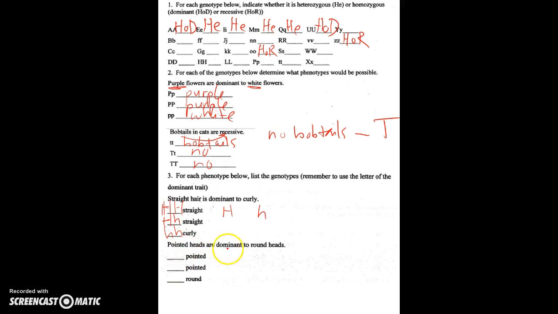Here you have pointed heads are dominant. Round heads are recessive. I'm going to use H again. So here's pointed, which is dominant. Here's round, which is recessive. So for pointed, again, you can have big H, big H. That'll make a pointed phenotype. You can also have big H, little h. Since the big H is dominant, that means pointed head's still going to win, so you can still be pointed. The only time you can get round is if you have two recessive alleles, so little h, because round is recessive and pointed is dominant.